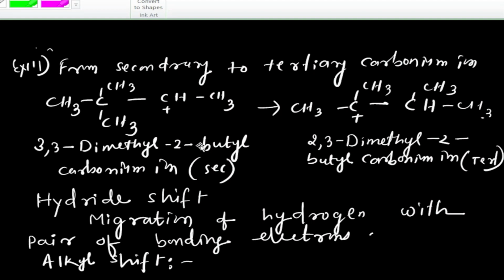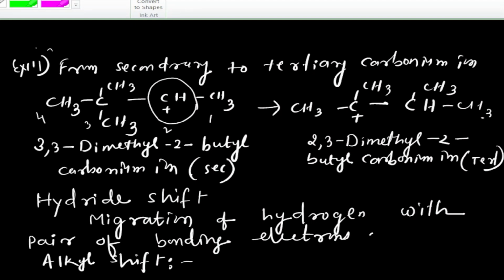Secondary means C plus H, where only one hydrogen is there. That means here it is called secondary. And tertiary means the carbonium ion is one where there is no hydrogen. So what is the name first? You see 3, 3. 1, 2 and 3. And this is 4. So 3, 3 dimethyl 2 butyl carbonium ion. 3, 3 dimethyl 2 butyl carbonium ion.